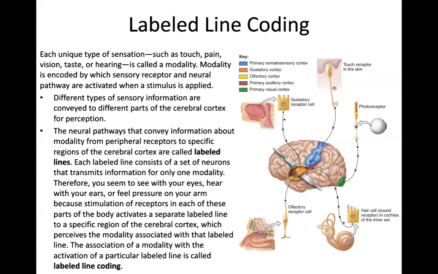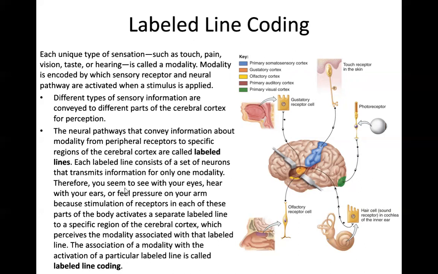Neural pathways that convey information about a modality from peripheral receptors to specific regions of our cerebral cortex are called labeled lines. Here we show 5 different examples of labeled lines: a set of neurons that transmit information from only one modality, taste and touch and vision and hearing, and balance. And then smell. Those are just 5 examples.